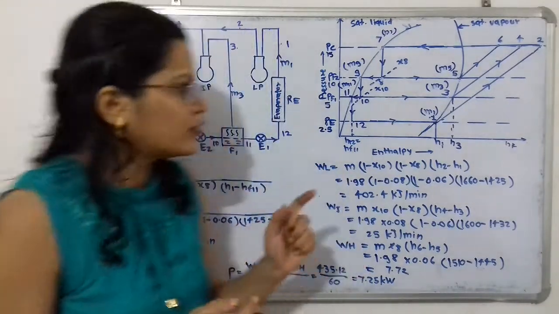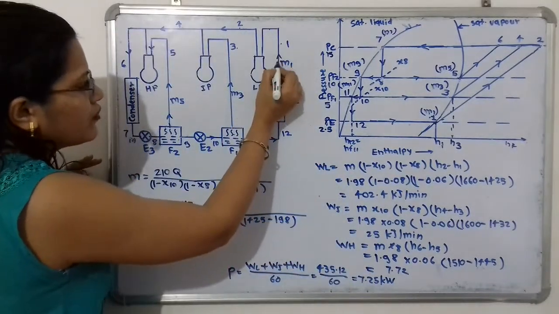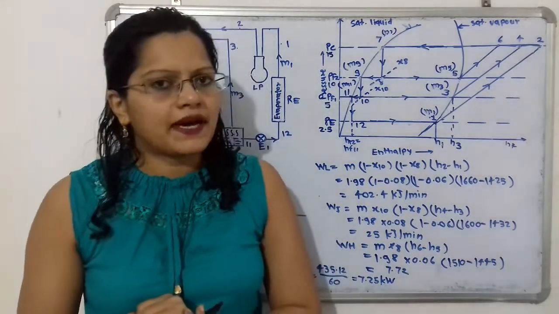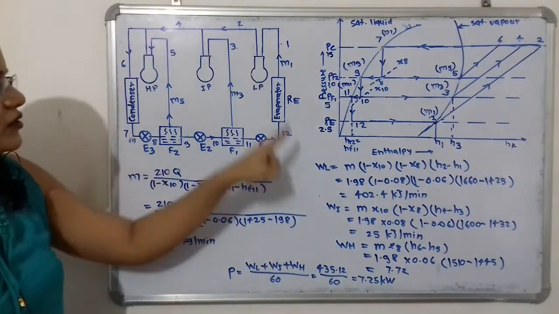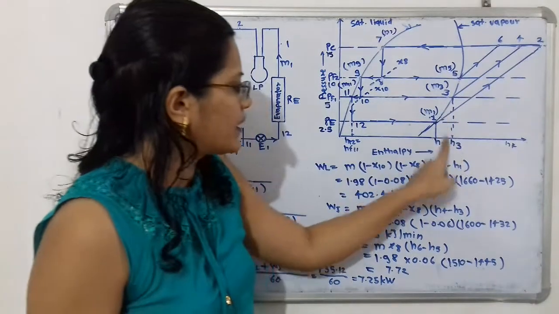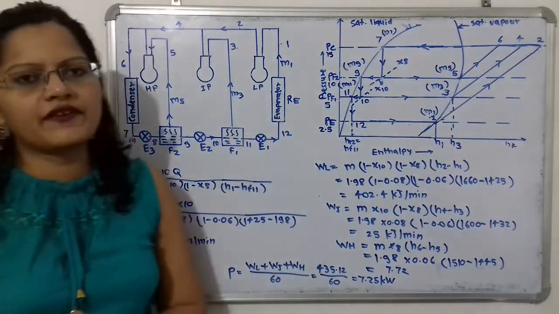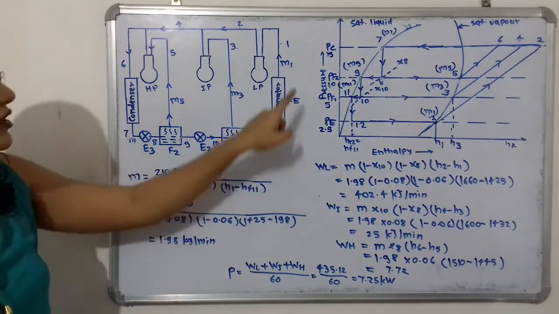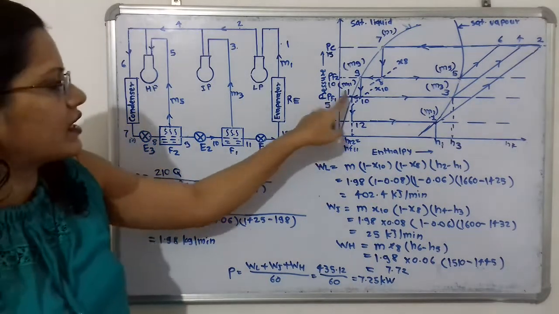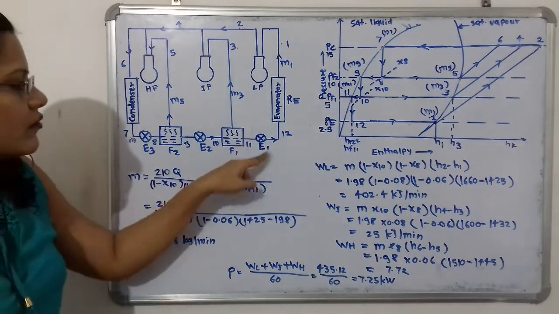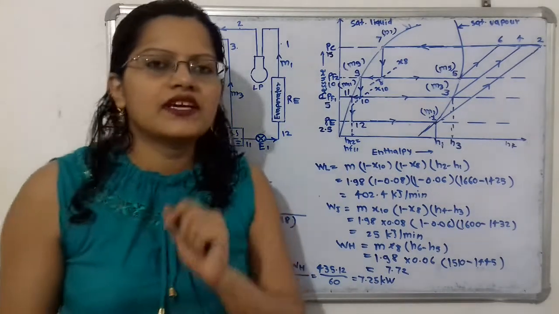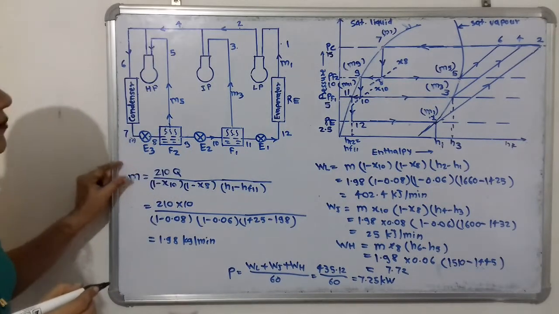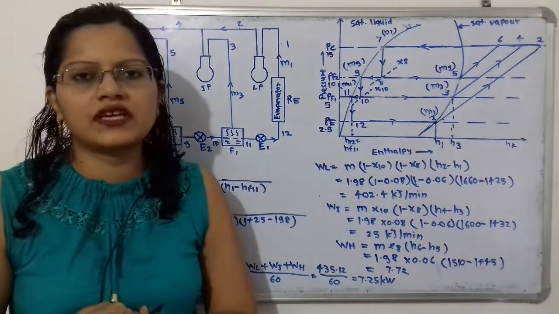So what is the work done? During the process 1 to 2, it is the mass of the refrigerant moving through this low pressure compressor multiplied by the enthalpy difference during the compression. The enthalpy difference is H2 minus H1. And the mass of the refrigerant moving in this low pressure compressor is mass M1, which is equal to the mass at point 11, that is M11. Now how to calculate this M11? We know the mass in the condenser, so in terms of M, we have to write the formula for this M11.